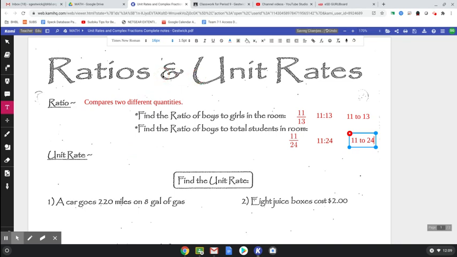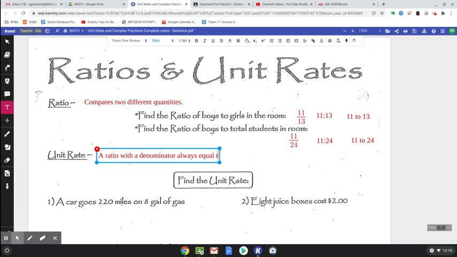The order matters. All right, and then we get to unit rate, which is going to be very important for comparing different values. A unit rate is a ratio, but it always has a denominator of 1. So you're always comparing to 1. That's the unit. Unit is 1. So I'm going to say it's a ratio with a denominator always equal to 1.